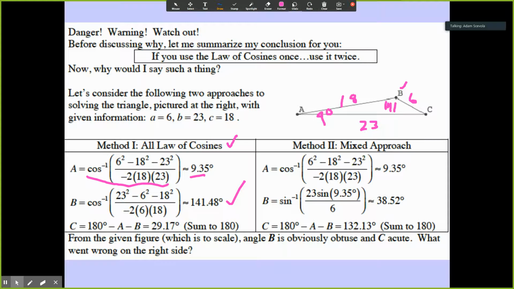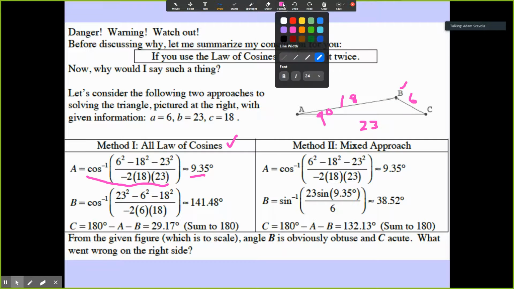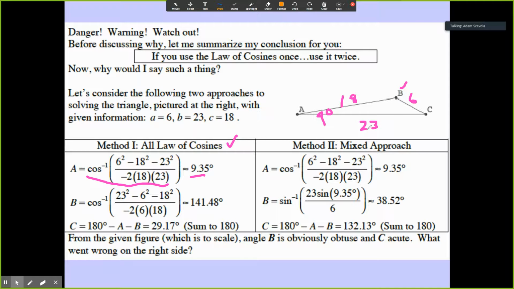Now, what would happen if we did the law of sines twice? Everything in pink would be the same. Those side lengths would still be the same, and you would use the law of cosines first to find that that angle is 9 degrees. But when you do sine inverse of angle B, you end up getting that angle B is 38 degrees, not 141.8 degrees. Does anyone see any relationship between those two angles and have any idea why we would get a different answer?